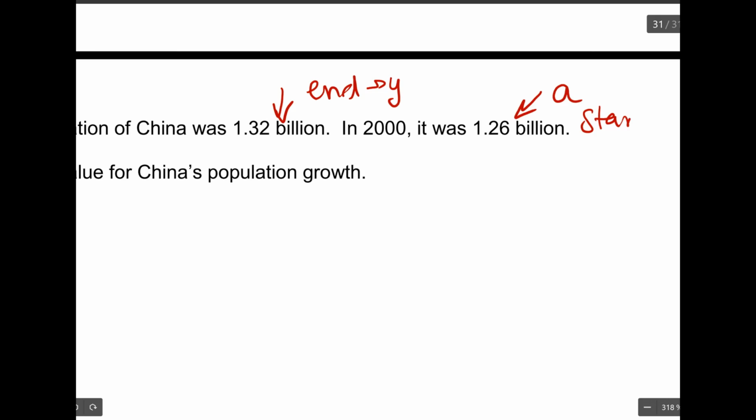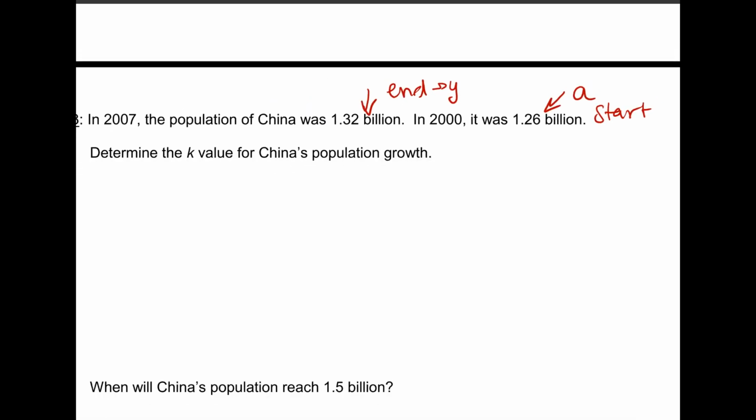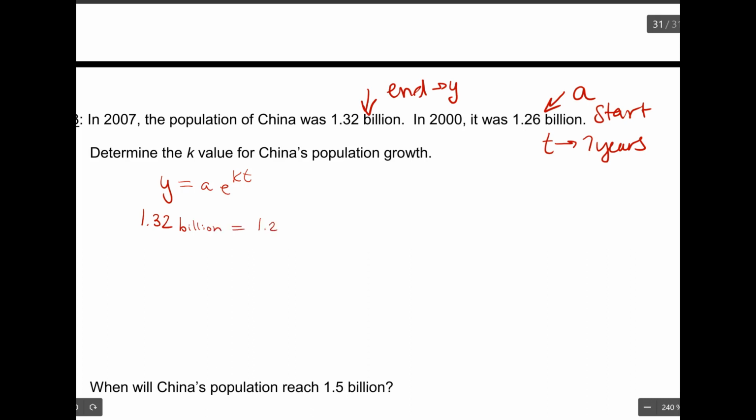So that's my a. How much is the time from 2000 to 2007? 7 years. And I want the k value for China's population growth. So I know y is equal to a times e to the kt. I know how much I end with, 1.32 billion, so I'm just going to put 1.32. 1.32 billion is equal to how much I started with, 1.26 billion, times e to the k times 7. So let's put 7k.